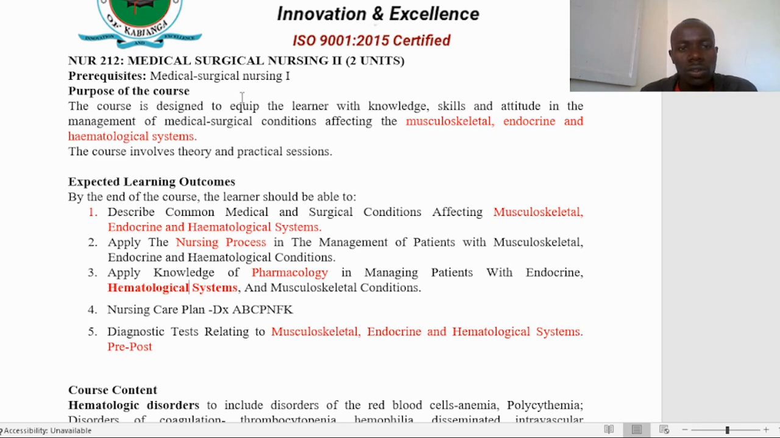Great. This course is designed to equip the learner with knowledge, skills, and attitude in the management of medical surgical conditions affecting the musculoskeletal system, endocrine system, and hematological systems. This course involves theory and practical sessions, so we'll take you through these 3 systems and we'll also be visiting the clinical areas so that you can be assessed on the same systems. Remember, the assessment link will be popping up where you're supposed to review the tool so that you know what you will be assessed in the clinicals.